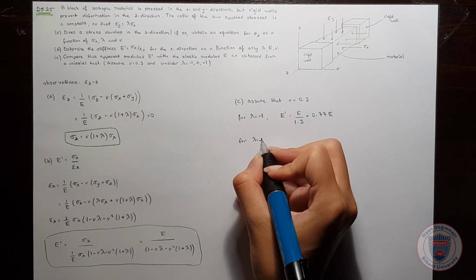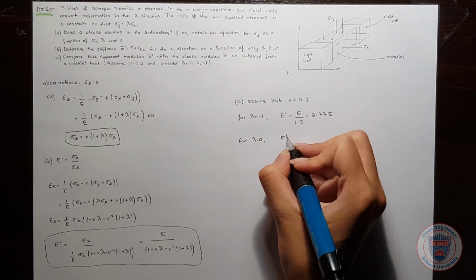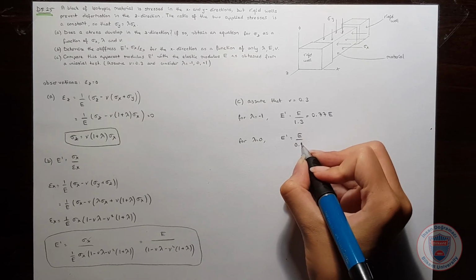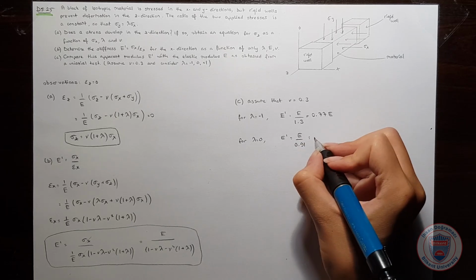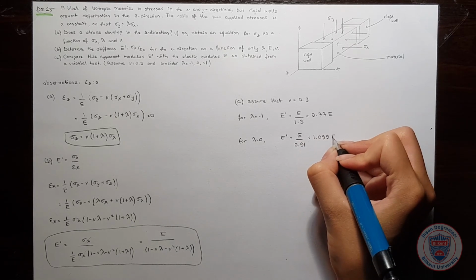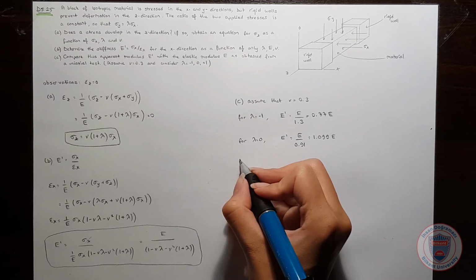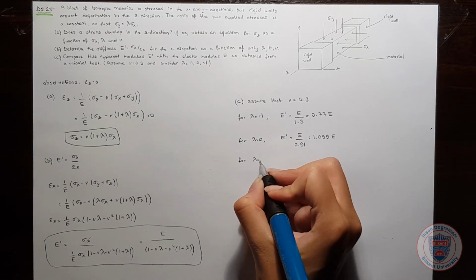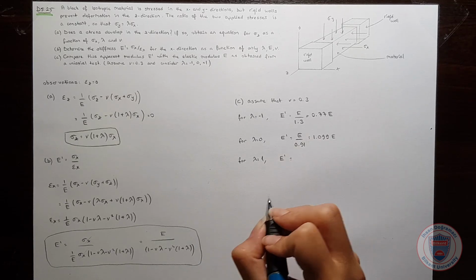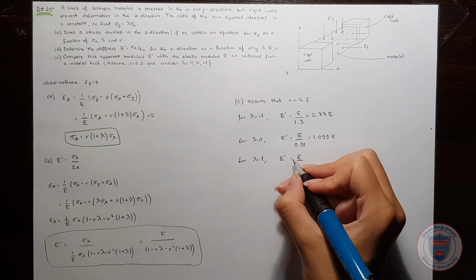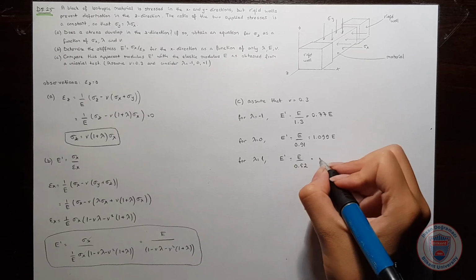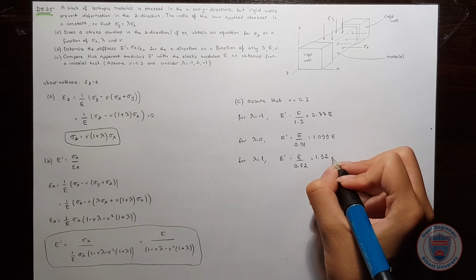For lambda is equal to 0, E prime is equal to E over 0.91, and it is 1.099 E. Finally, for lambda is equal to 1, E prime is equal to E over 0.52, and it is 1.92 E.